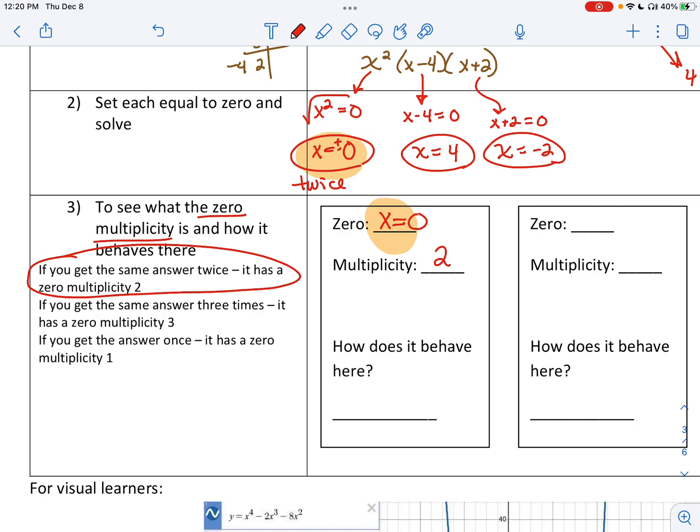So how does it behave there? Well, I need you to think, what is x to the 2 power? Well, that's quadratic, isn't it? Which is like a parabola.